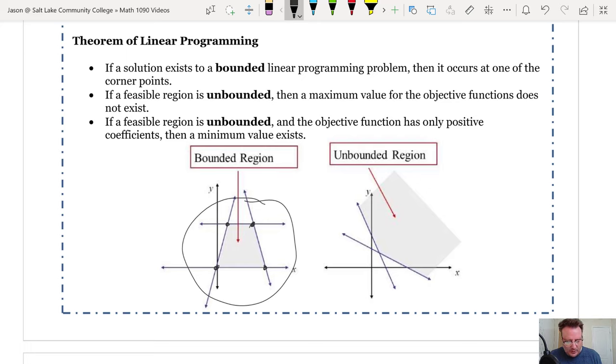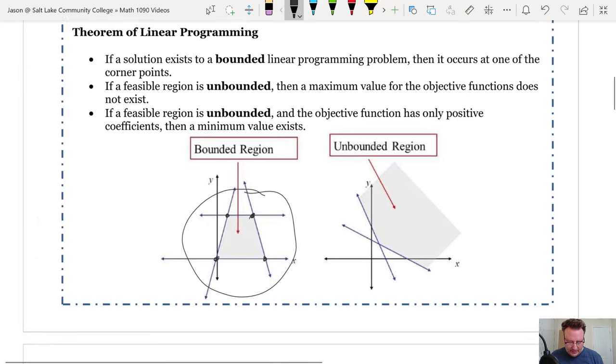Okay, next bullet point here. If a feasible region is unbounded, then a maximum value for the objective function does not exist. So we can't maximize problems where the feasible region is unbounded. Third, if a feasible region is unbounded and the objective function has only positive coefficients, then a minimum value exists. So we can solve linear programming problems where we're trying to minimize our objective function as long as the coefficients are positive. Okay, this will make more sense as we see an example.